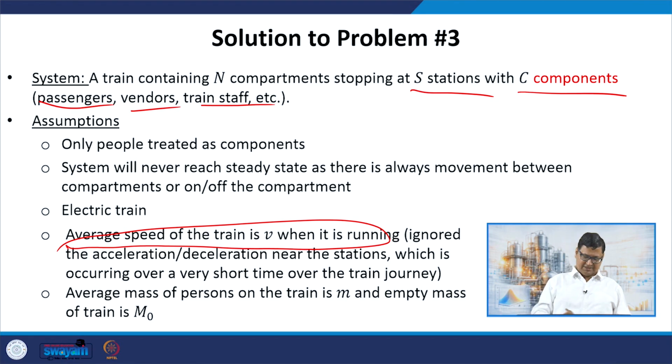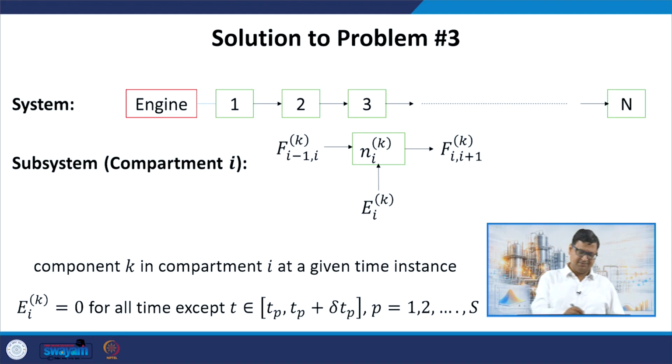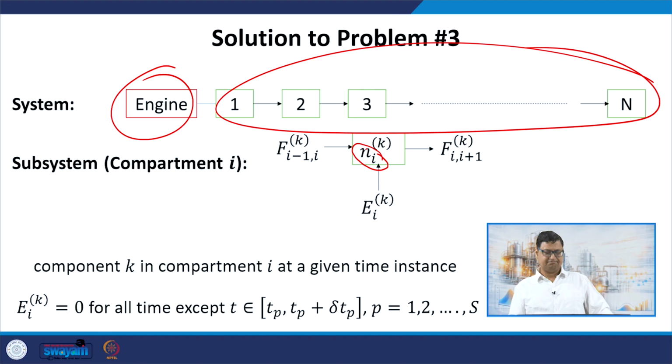And then we can say that, of course, the people may have different mass, weight. So, we will say that there is some average mass and there is some empty mass of the train. So, the train mass is the mass of the people and the mass of the train itself. Of course, there is a mass of luggage and things like that that we can ignore. Okay. So, then I can define my system as made up of an engine and then multiple compartments, and I can define the number of people in a certain compartment. This is the number of people of type K, where type can stand for passengers or vendors or staff, in the compartment I, right.